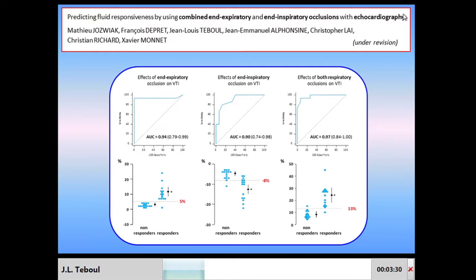For example, echocardiography. If you use echocardiography, you cannot rely on 5% changes because it is below the inter or intra-individual variability of the technique. But if you combine, you have 13%, it is above this variability and you can rely on it.